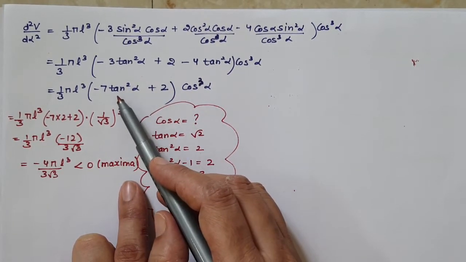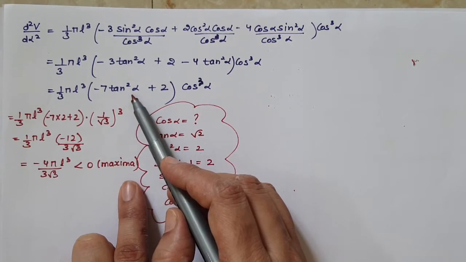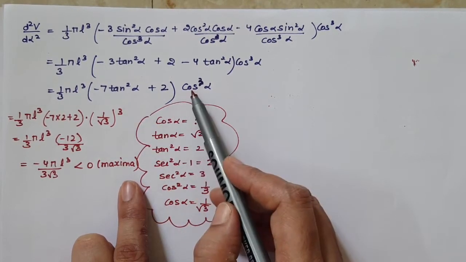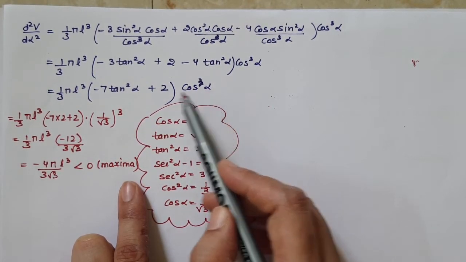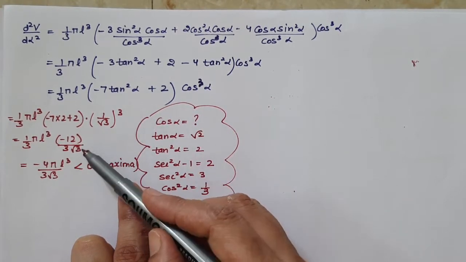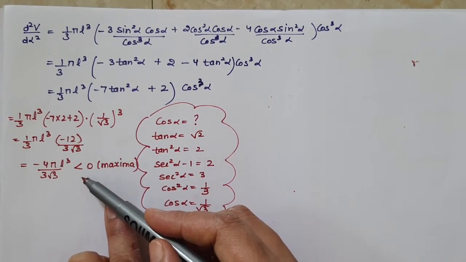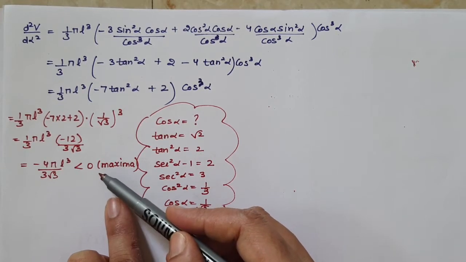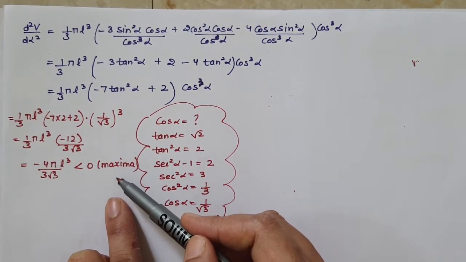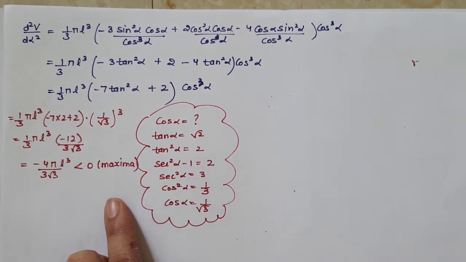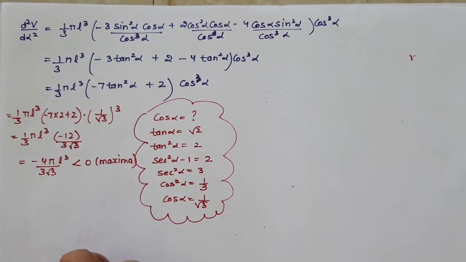Now we have both the values. We know tan alpha is root 2 and cos alpha was 1 by root 3. So put both the values and you can check that your sign is coming out to be finally less than 0. That means your volume is maximum at this particular point.